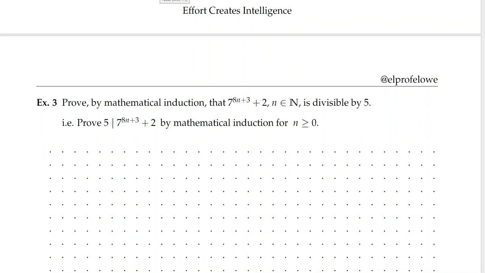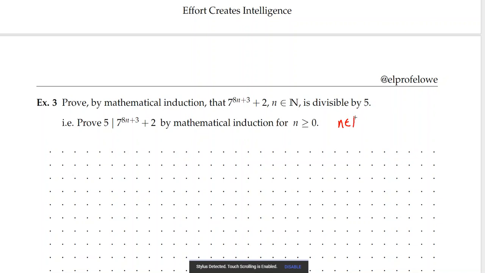Okay, let's look at another example involving mathematical induction, this time with divisibility. We're asked to prove by mathematical induction that 7^(8n+3) + 2, where n is a natural number, is divisible by 5. Another way to write this is: prove that 5 divides 7^(8n+3) + 2 by mathematical induction for n greater than or equal to 0.